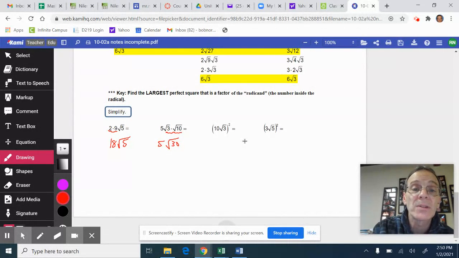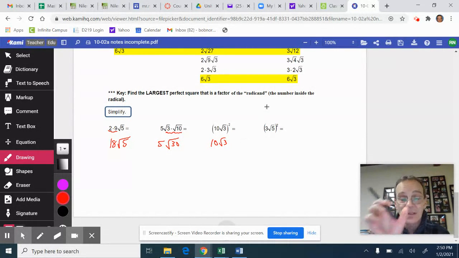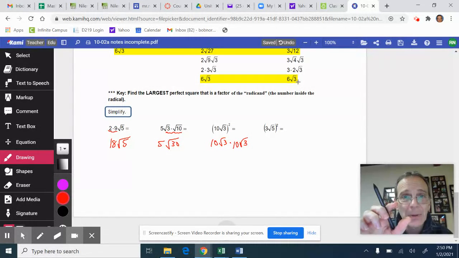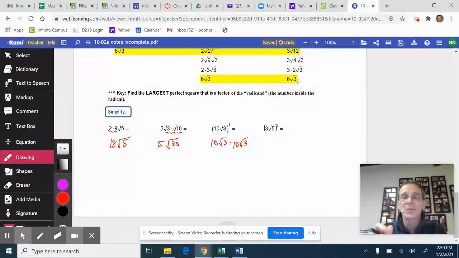Recall that squaring something is multiplying that something. Here's that something that's inside the parentheses. We're going to multiply that whole thing by itself, right? So we're going to multiply 10 radical 3 times itself, which is another 10 radical 3. Okay, that's the first baby step, recognizing that squaring something is multiplying it by itself. So we kind of expand it out a little bit.